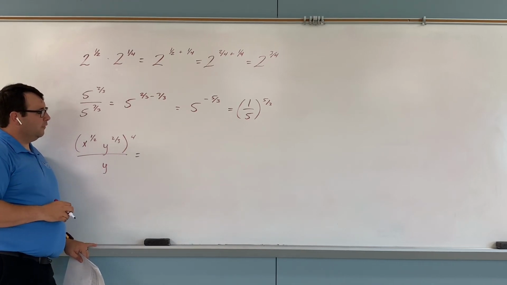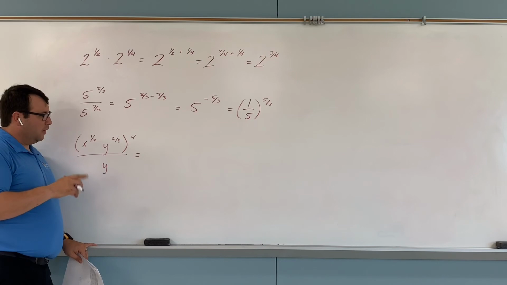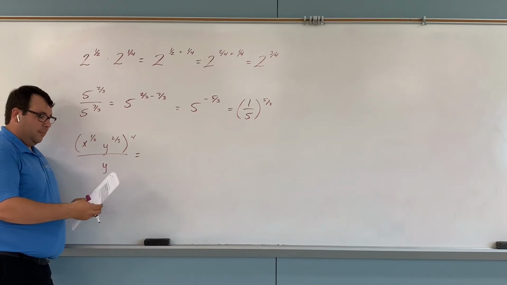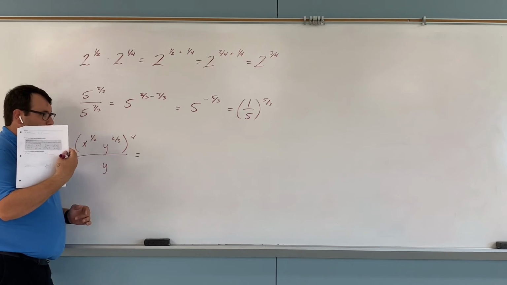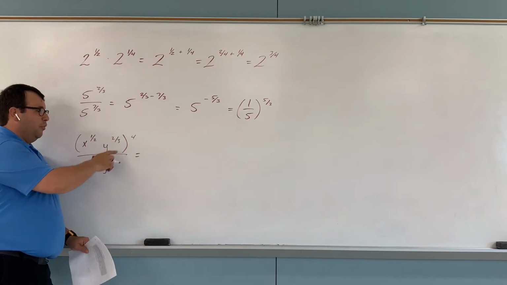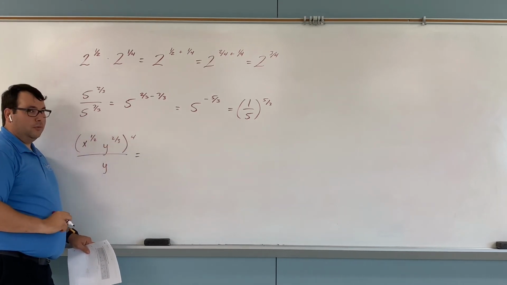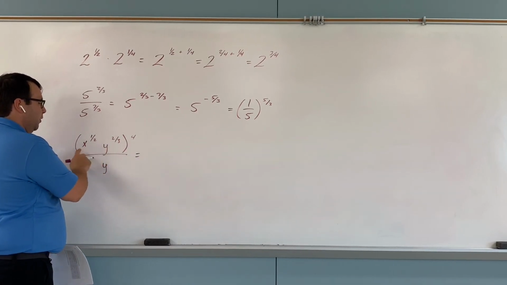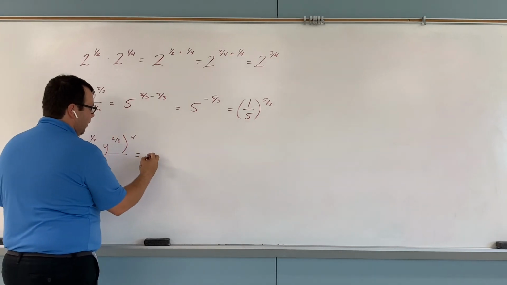We have x to the 1/2, y to the 2/3, all of that raised to the 4th power. Now, think about your exponent rules. You can use your product to a power rule. So we're going to do that. We're going to distribute this 4 to each one of our exponents that you see throughout the problem.